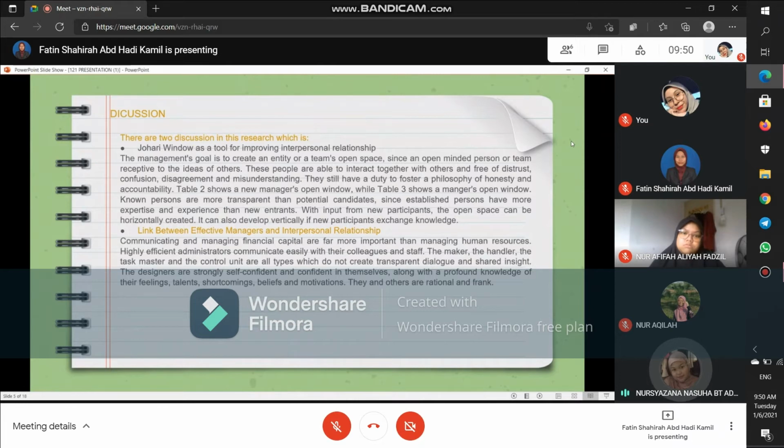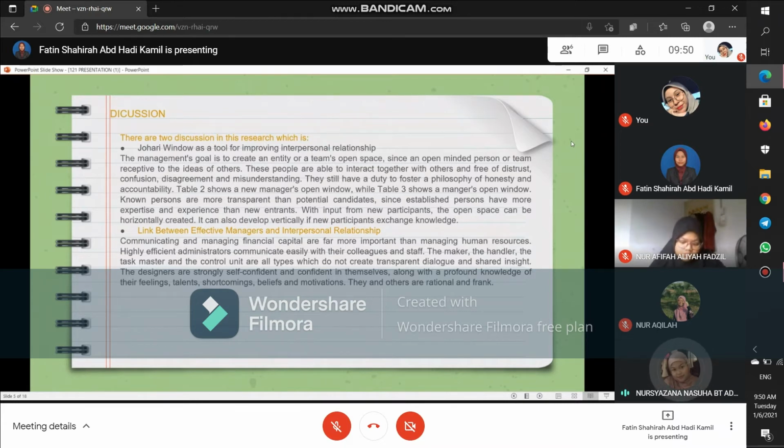Table 2 shows a new manager's open window, while Table 3 shows an established manager's open window. Established persons are more transparent than new candidates, since they have more expertise and experience than new entrants. With input from new participants, the open space can be created horizontally. It can also develop vertically if new participants exchange knowledge.